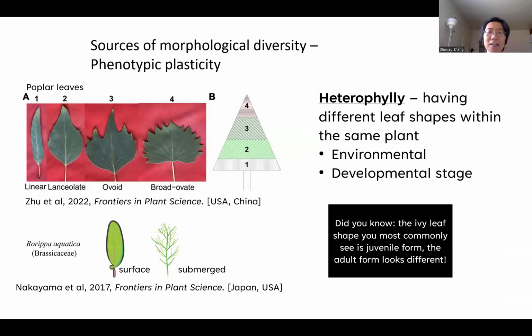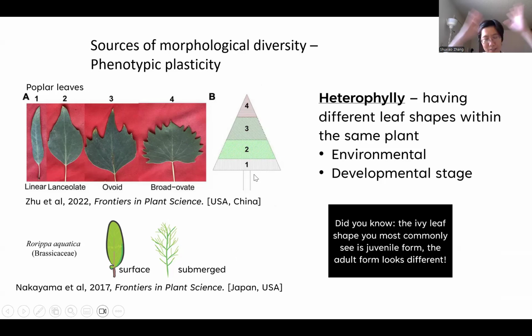Additional things that can affect phenotypic plasticity or leaf morphology is the plant's stages of development, which can also have an effect on the leaves. And so this is something called heterophyly. It means that on the same plant, you can have different leaf shapes. And we have seen shade versus sun can change that. But in terms of developmental stage, here on the left, you can see poplars can vary dramatically in terms of their leaf shape depending on which part of the tree they're growing from.